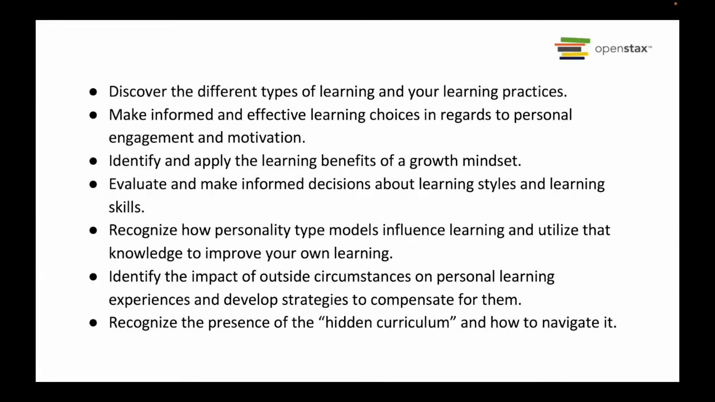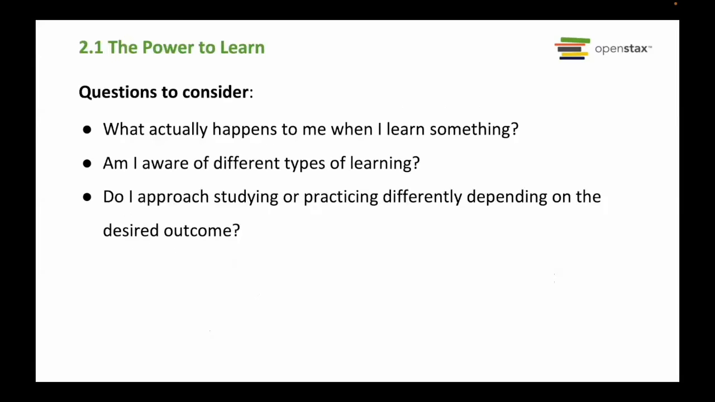Okay, discover the different types of learning and your learning practices. Make informed and effective learning choices in regards to personal engagement and motivation. Identify and apply the learning benefits of a growth mindset. Evaluate and make informed decisions about learning styles and learning skills. Recognize how personality type models influence learning and utilize that knowledge to improve your own learning. Identify the impact of outside circumstances on personal learning experiences and develop strategies to compensate for them. And finally, recognize the presence of the hidden curriculum and how to navigate it. This is all information we'll be looking into today.